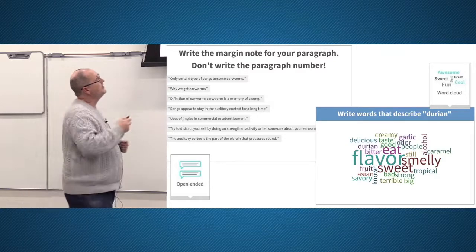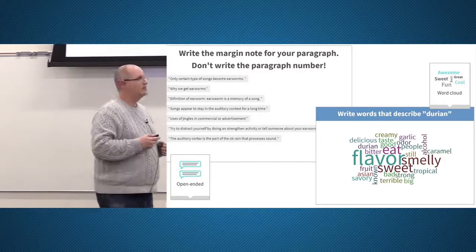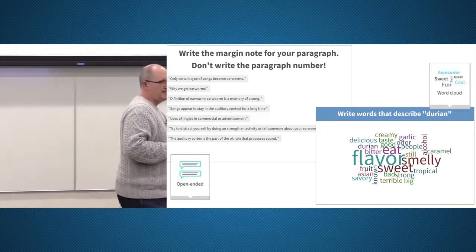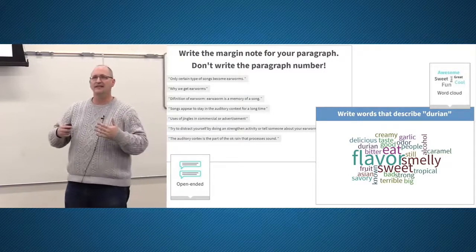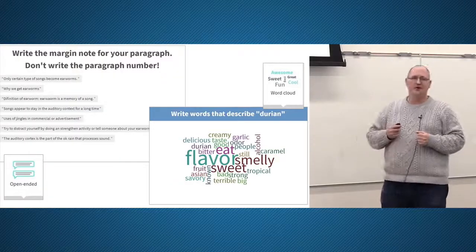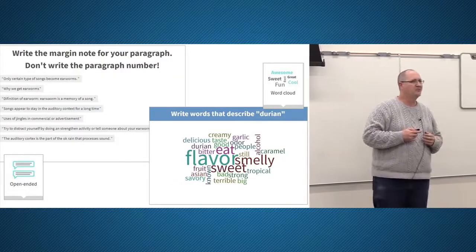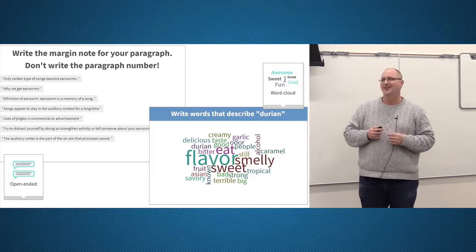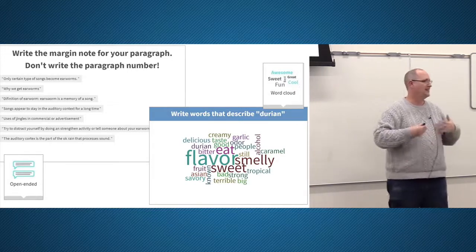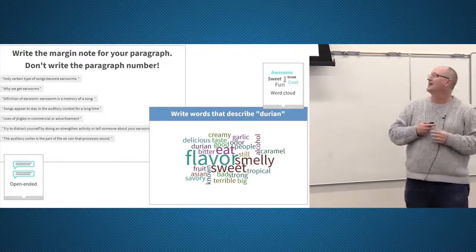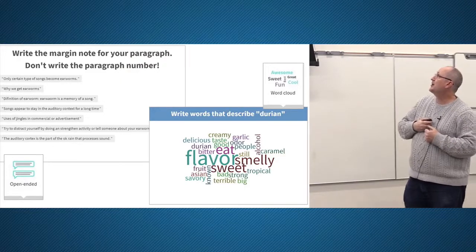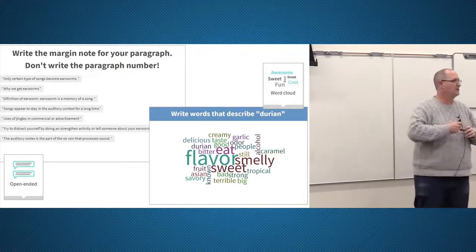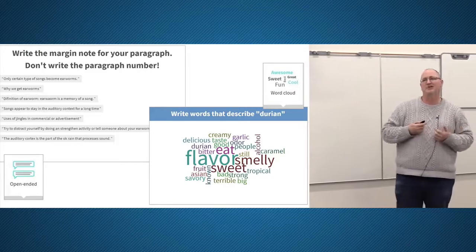Okay, on the right, you can see the word cloud, like we did earlier. And this was in a low-level topics class and listening class. I had homework for the students that they needed to find out what a durian is, be prepared to tell me in the next class. And so they came to class, and I put up the question, and they had to enter a description of a durian.